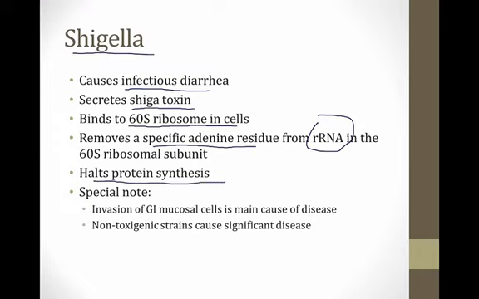Now, one special note, non-toxigenic strains of Shigella have been identified, so these are strains that do not make the toxin, and they can still invade GI mucosal cells and cause much disease. So it's believed that invasion of the mucosal cells is the main mechanism by which Shigella makes you sick. Even though it can make you sick with its toxin, that appears to be less important by virtue of the fact that non-toxin secreting cells can still cause significant disease.